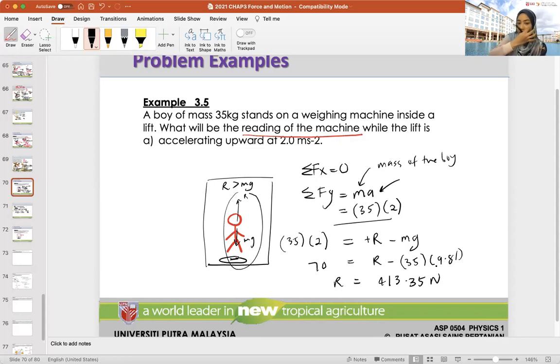413.35 Newton. So if the weighing scale detected your weight in kilograms, right? It would divide this by 9.81. Okay, jangan cakap kat sini lah. Kita buat kat tempat lain. This is not part of the equation. So 413.35 divided by 9.81. What will you see on the weighing scale? Let's see. You will find out that you are 42 kilogram, but you are supposed to be 35. So don't weigh yourself when you are accelerating. Okay, that's a bad idea. So that is how you do that one.